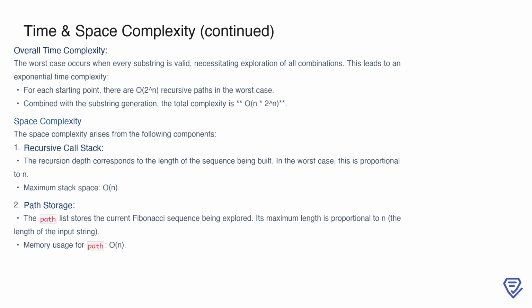Shifting focus to space complexity, the first component is the recursive call stack. The depth of recursion corresponds to the length of the sequence being constructed, which in the worst case is proportional to n, resulting in a maximum stack space of O(n). The second component is the path list, which stores the current Fibonacci sequence being built. Its maximum size is also proportional to n, as it depends on the length of the input string. Together, these two components contribute to a space complexity of O(n).